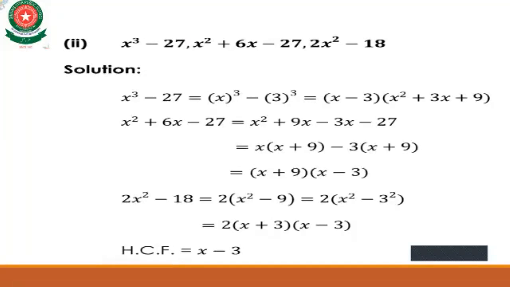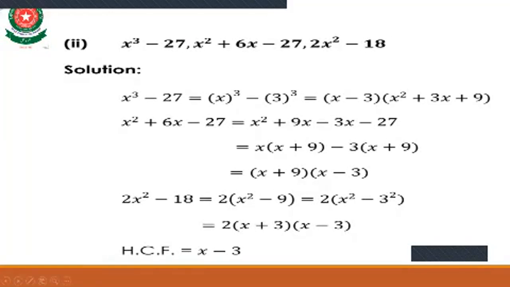So you can note down that in all three terms, x minus 3 is common. In the first term you can see x minus 3, in the second term x minus 3, and in the third term also x minus 3. So the highest common factor is x minus 3.